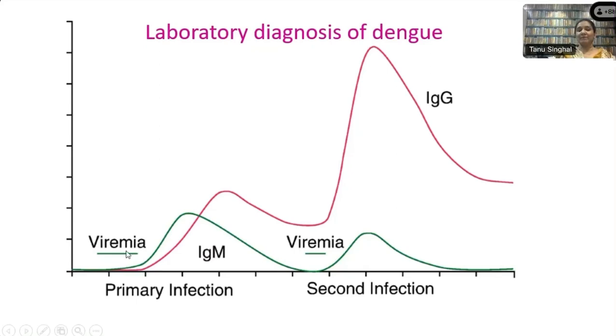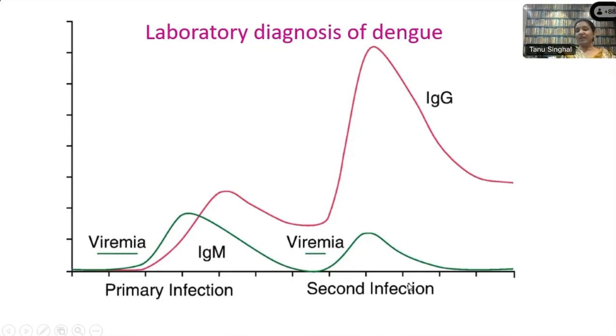So in primary infection, your viremia phase lasts for about, let's say, 0 to 6 or 7 days, where your NS1 will be positive. Then you have a rise in IgM antibodies, which become positive and go up by 2 weeks, and then remain elevated for about 3 months to up to 1 year. And you later have a rise in IgG antibodies.